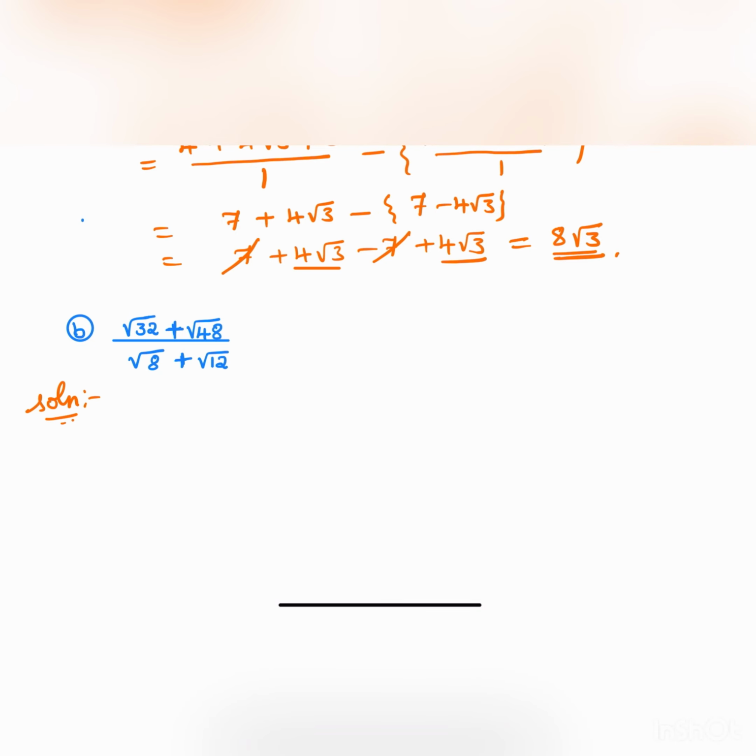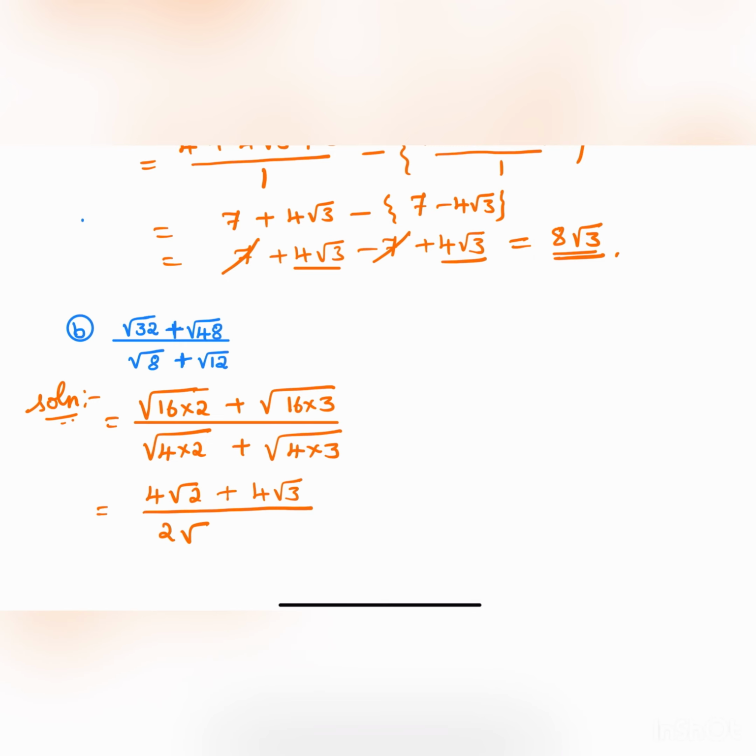Now we can simplify this first. Let us simplify this. 16 into 2 plus, this is 16 minus 3 divided by, this can be 4 into 2 plus, this can be 4 into 3. Now if we take out the square root of 16, it is 4 root 2 plus 4 root 3 divided by 2 root 2 plus 2 root 3.